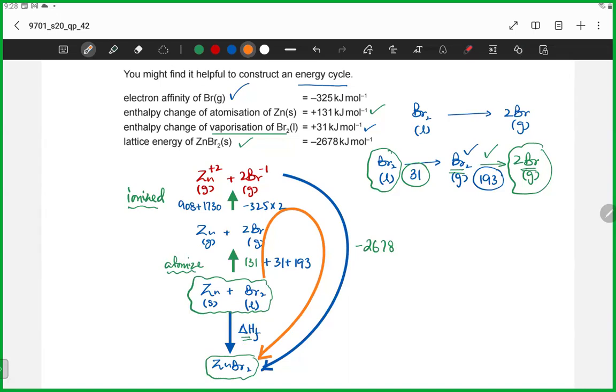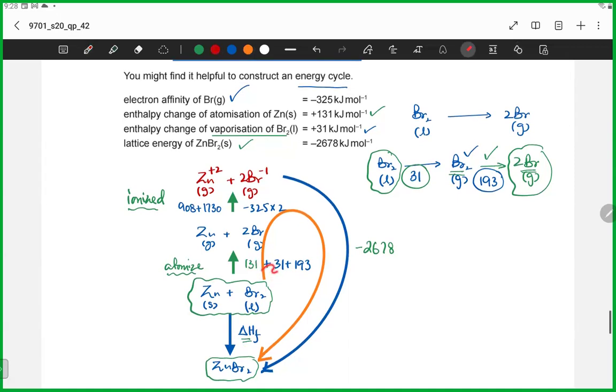And you have to be very, very careful. You have to double check that the moles are done correctly or not. Zinc was atomized. The bromine was vaporized, 31, and then the bromine bond was broken, that's 193. There were 2 bromines gaining electrons, so that's minus 325 times 2, and then there were 2 times 2 electrons being lost from zinc. So everything looks fine.